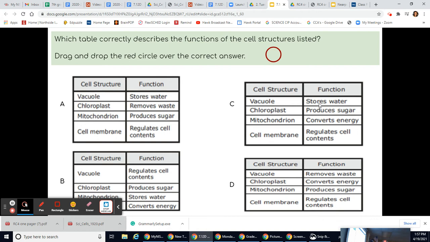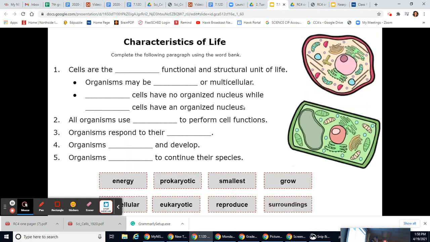Over here, we can say that the vacuole stores water. Chloroplast produces sugar. Chloroplasts make their own food. Mitochondria converts energy. And then cell membrane regulates contents. C looks pretty good. Because down here your mitochondria doesn't produce sugar, your chloroplast produces sugar. Your mitochondria converts that energy into power. So your best answer choice is C, so you would drag and drop there.